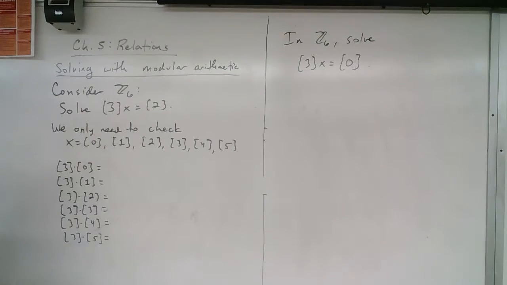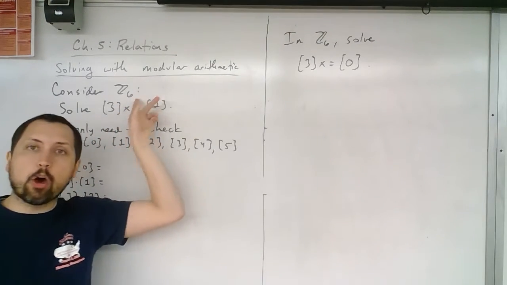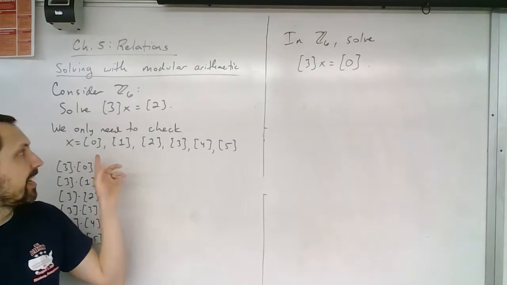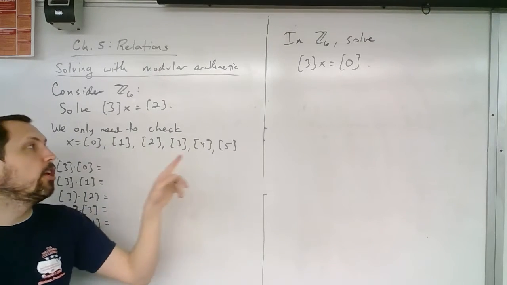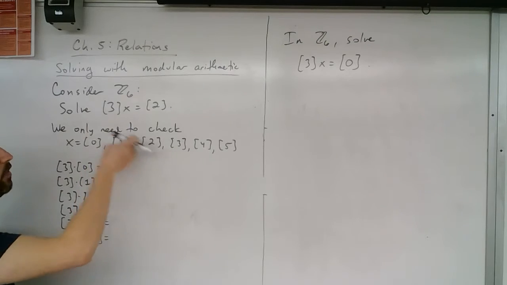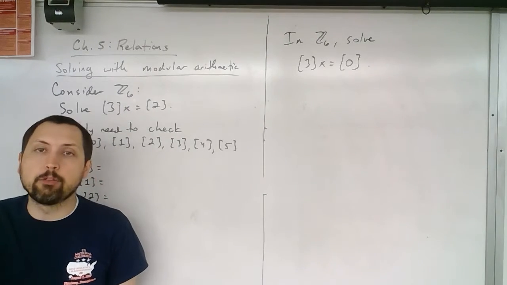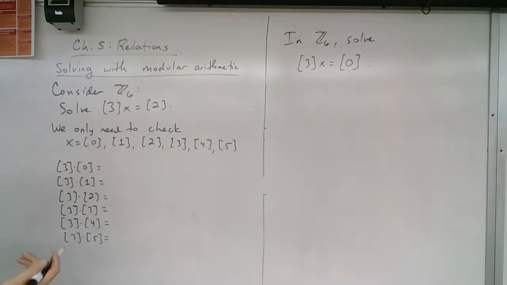How does this work? Remember that when we're looking at things modulo n, we only need to check a certain number of values. We just need to check these n choices of 0 up to n minus 1. So let's check what I get when I multiply each of these by 3. I'm considering these 6 cases to see which of these are solutions.